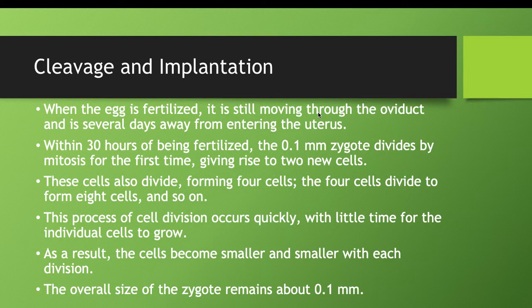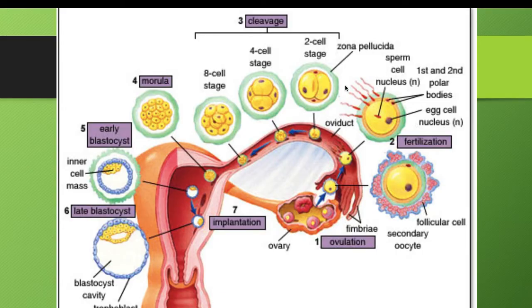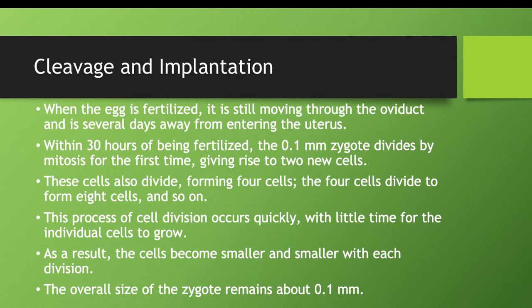These cells also divide, forming 4 cells. The 4 cells will divide to create 8 cells, and so on. So 2 cells, 4 cells, 8 cells, 16 cells. It's just going to continue to keep dividing and dividing and dividing. They're basically breaking apart and making exact copies of each other. This is what we learned about in mitosis. I don't remember, you did that in grade 11, hopefully.